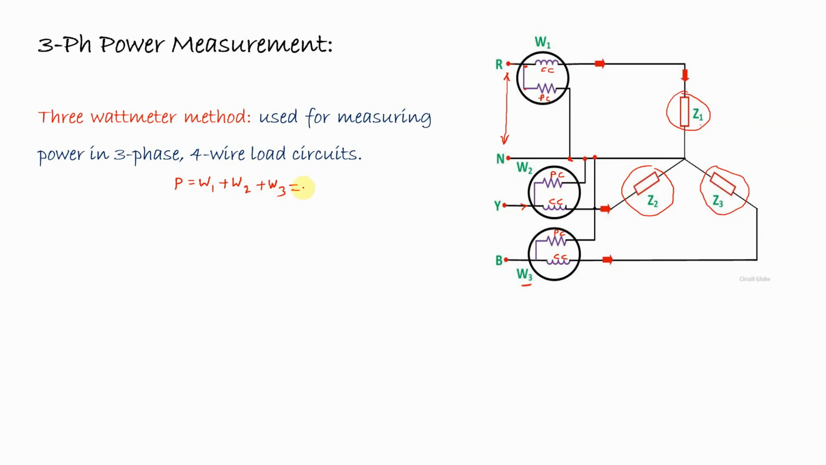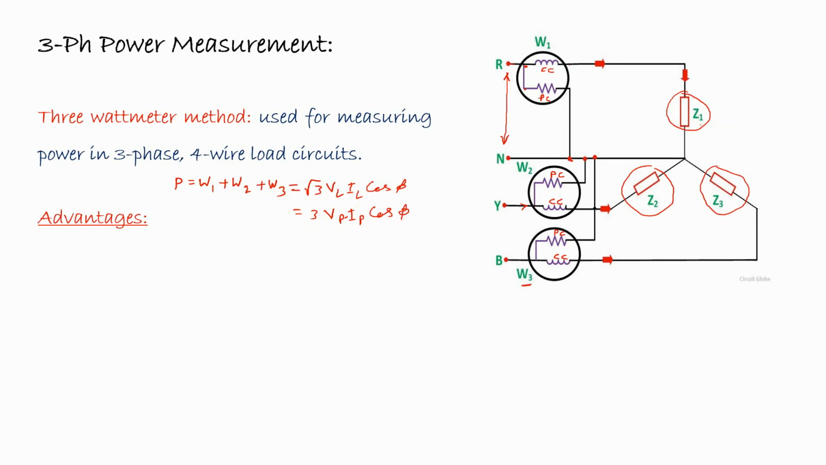load. We know that the three-phase active power is represented by root 3 VL IL cos phi, or it can be written as 3 V phase I phase cos phi. So if we add the readings of these three wattmeters, it will give us this active power.